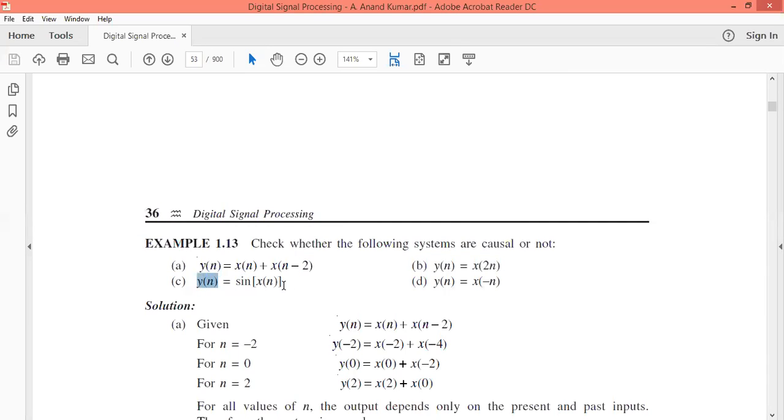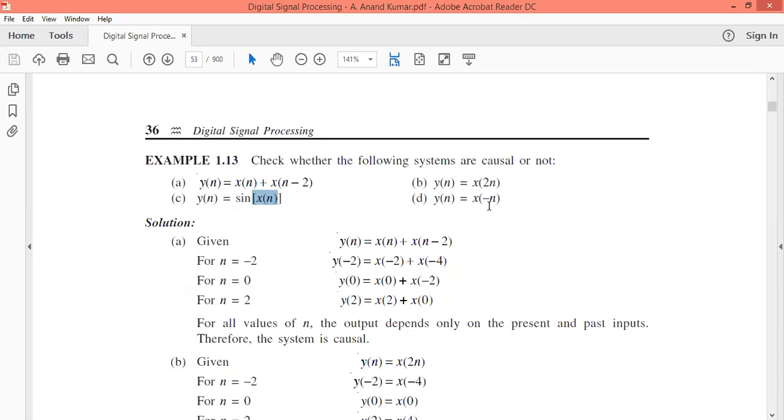And this one is a causal system only. y(n) you have, x(n) you have. So the present output depends upon the present input. So this is a causal system only.